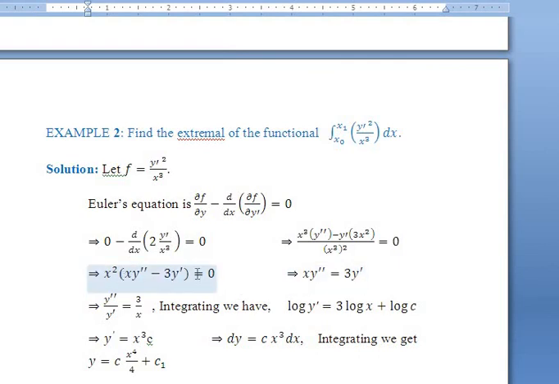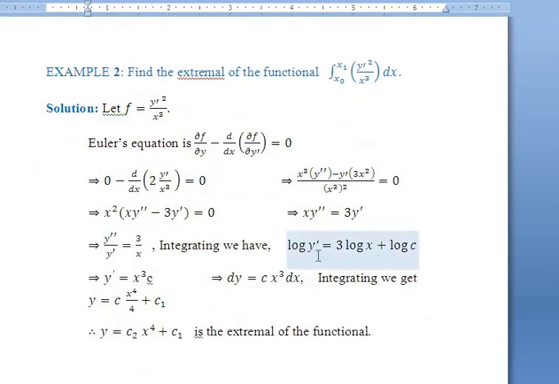In this simplification, the product is 0, which means either factor must be 0. So we take x y double dash minus 3y dash equal to 0. This gives x y double dash is equal to 3y dash. So y double dash divided by y dash is 3 by x. Now integrating: if the numerator is the derivative of the denominator, integration gives log of the denominator. So log of y dash is equal to 3 times log x plus the constant of integration log c. Applying the law of logarithm, y dash is equal to c x cube.